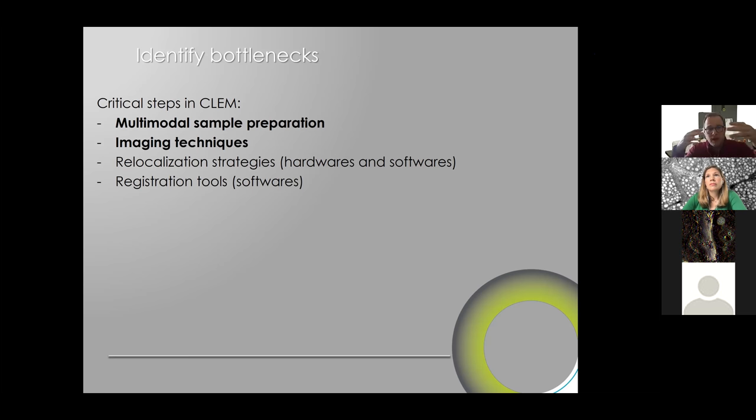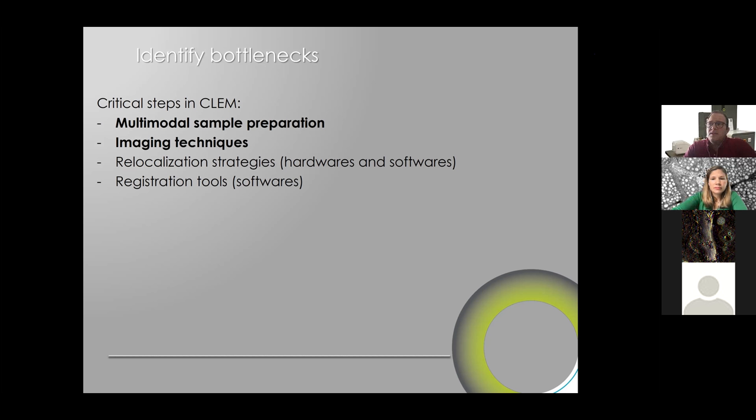And if we do dynamic CLEM, so we look at something alive and then fix it, somewhat we separate those two steps of light and electron microscopy by the fixation step. But if we want to do in-resin fluorescence microscopy, then the protocol must be compatible both with the light microscopy and the electron microscopy. And this is where it becomes a major challenge.